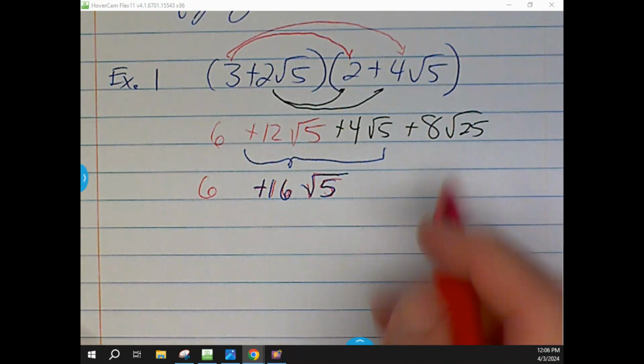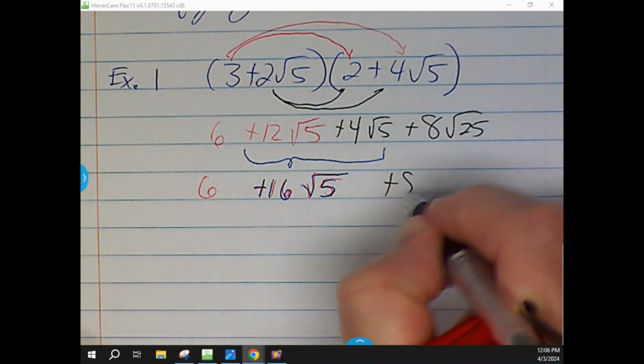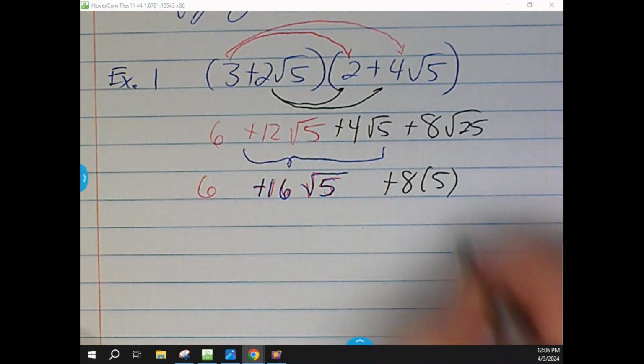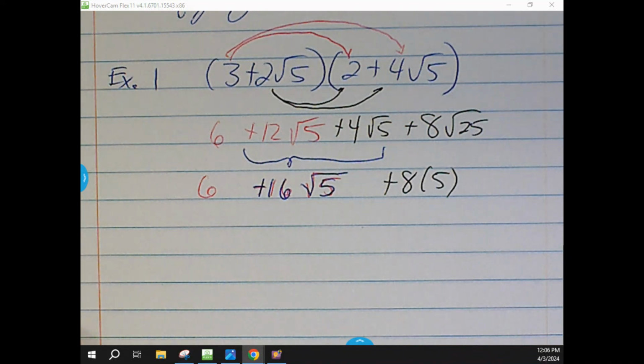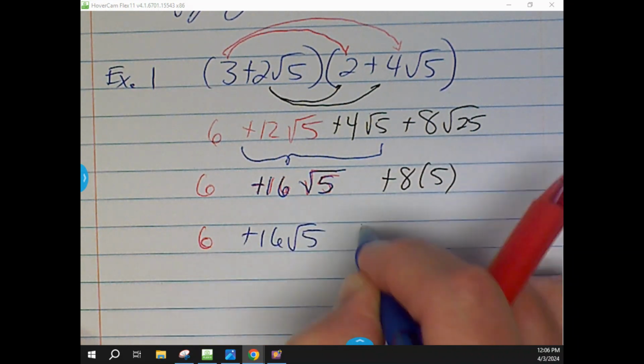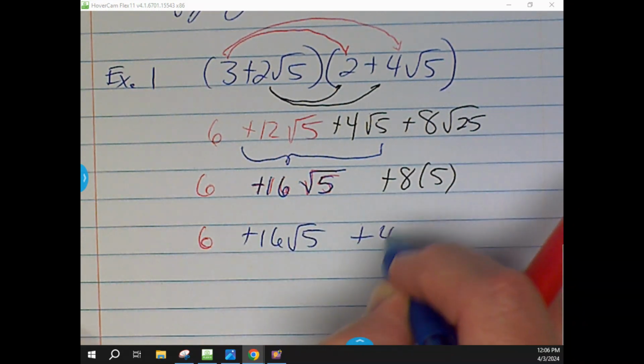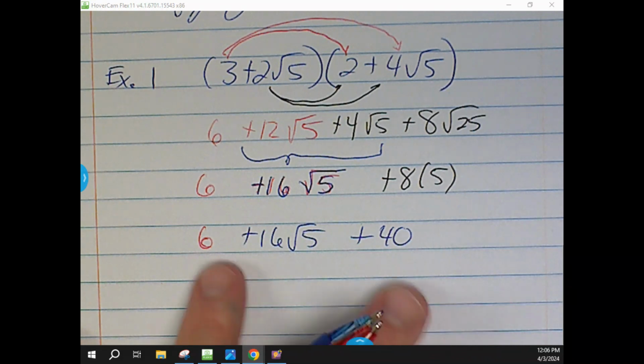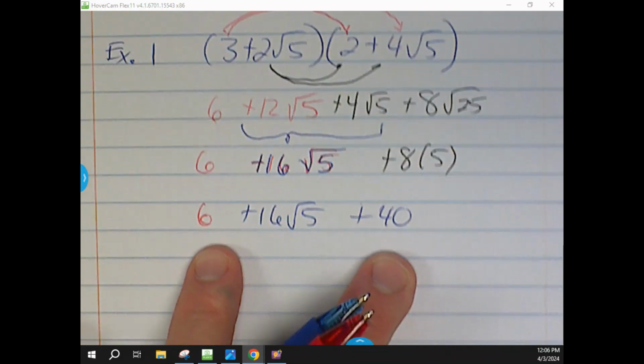Okay. And then you've got 8 plus square root of 25. Well, square root of 25 is 5. So that's 6 plus 16 square root of 5 plus, and if we do 8 times 5, that's 40. And then you can add those two together to get 46.